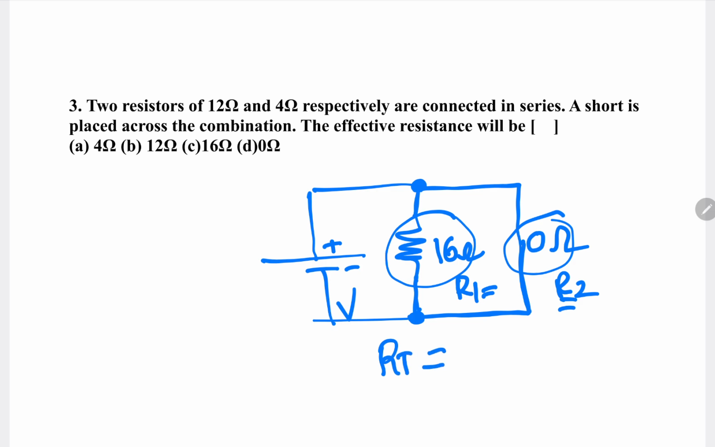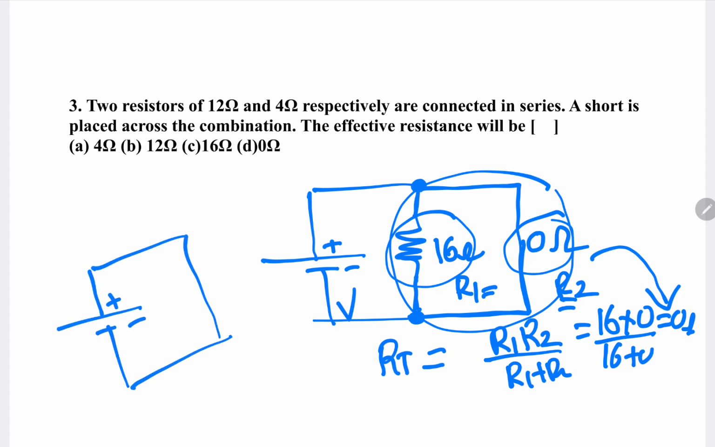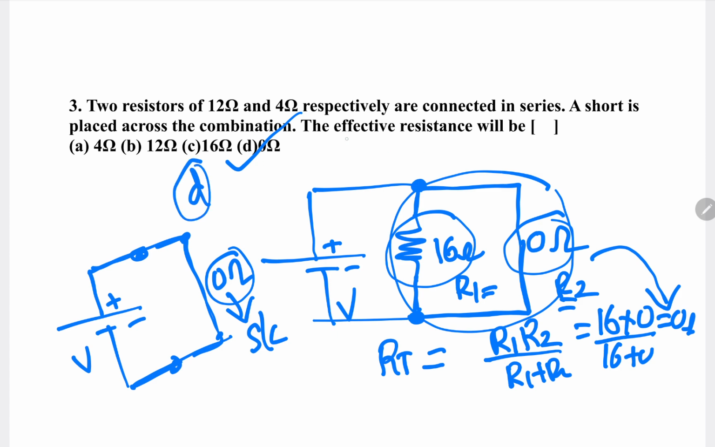What is the total resistance or effective resistance formula? R1 R2 by R1 plus R2, that is 16 into 0 divided by 16 plus 0. So what is the answer? 0. So these two resistors' parallel combination is replaced with how much resistance? 0 ohm. Now you see, this is the battery and here I am getting 0 ohm. 0 ohm is nothing but what? Short circuit. So finally with the battery terminals, what resistance is connected? 0 ohm is connected. Answer is D. Effective resistance or total resistance or equivalent resistance is nothing but what? D. 0 ohm.